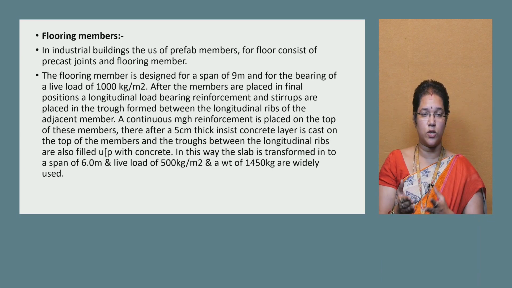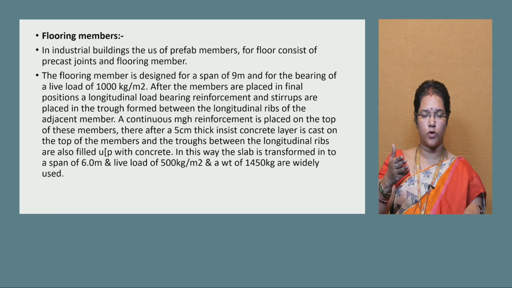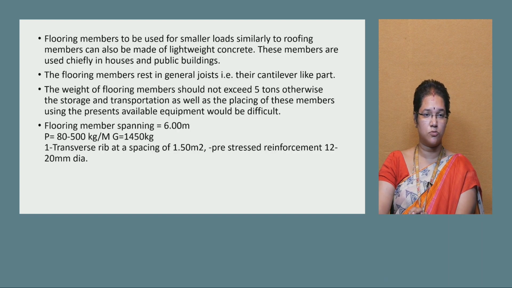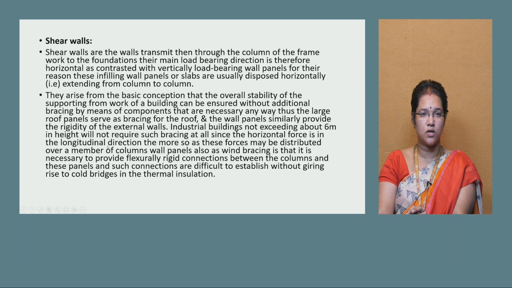Live load is considered. So here, when you are going for the flooring condition, the live load consideration is there, the span is there, and then the weight is there. So unit weight is considered for the long and short span structures or members used for roofing purposes and all, and for flooring the live load has to be considered. So the flooring member span is 6 meters, the loading condition is 80 to 500 kg, and then the self weight is 1450. Then the transverse rib spacing is 1.50 meters, and pre-stress reinforcement of 12 to 20 mm diameter is the standard thing you have to take into consideration.